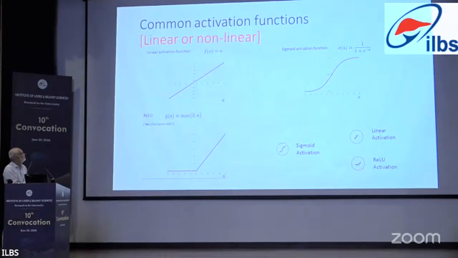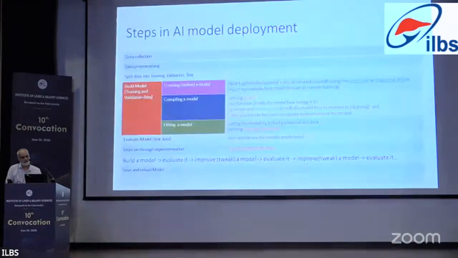This is the sigmoid function we have already seen. Probability varies from 0 to 1. This is the formula, don't bother with it. Then the ReLU function. This is the most common activation function used in AI. Everywhere you will hear ReLU. And what this means is that if the input is negative, it is converted to 0. If it is positive, it is taken as is. So these are the three activation functions that are used.